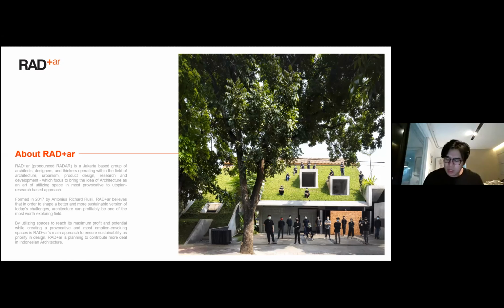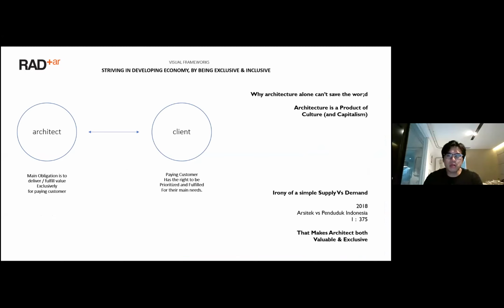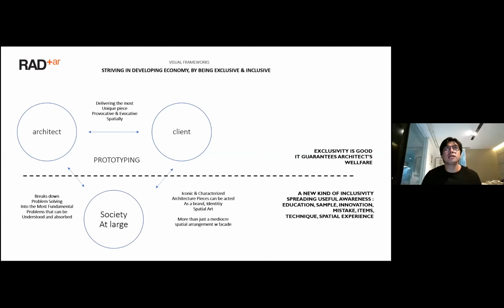So what do we mean by that? In the normal architect and client relationship, it's like this. We have these clients, and as an architect, we have to maintain this exclusive relationship, because that's how we can ensure that architect is a very exclusive job. When everybody can do it, then the value is declining. Normally the architect responds to the client only, or basically exclusively delivers the needs of the client.